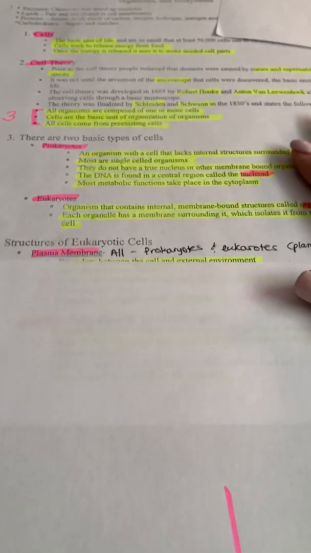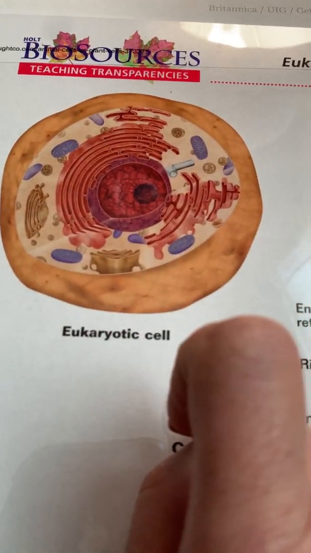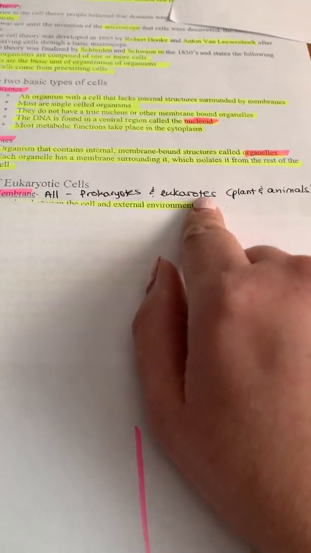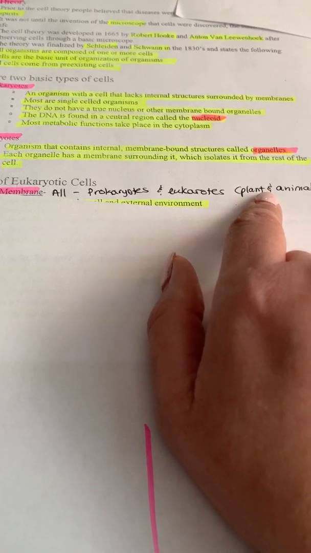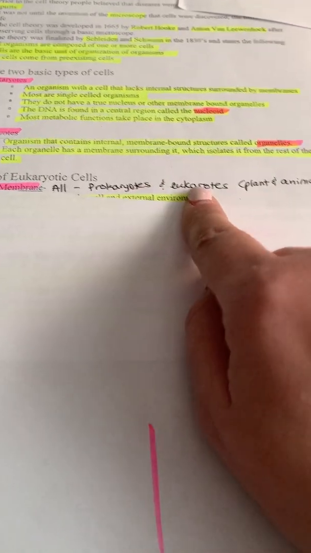All right, so today we're going to talk about all of the different structures of a eukaryotic cell. Here's a diagram of a eukaryotic cell. Lots of pieces, parts inside. It has a membrane on the outside. Okay, so a plasma membrane. All cells have them, prokaryotes and eukaryotes, including plants and animals. So you need to, by the end of these notes, be able to tell me the difference between a prokaryote and eukaryote and the difference between a plant and animal cell. Okay, so I've marked them on here.